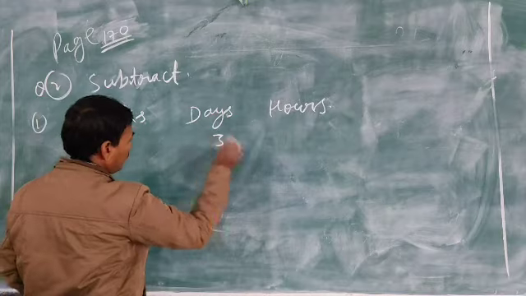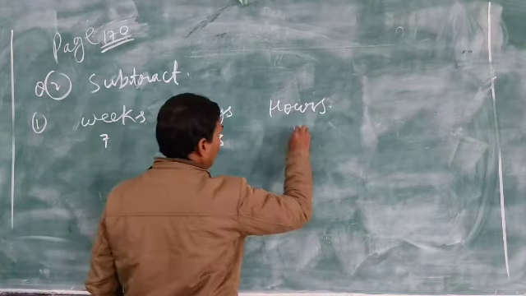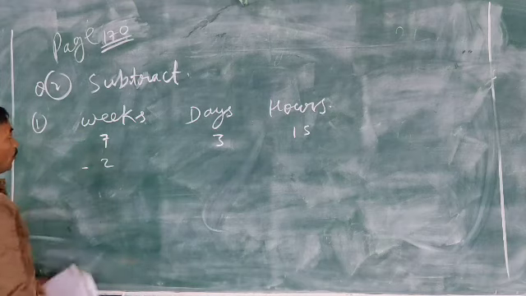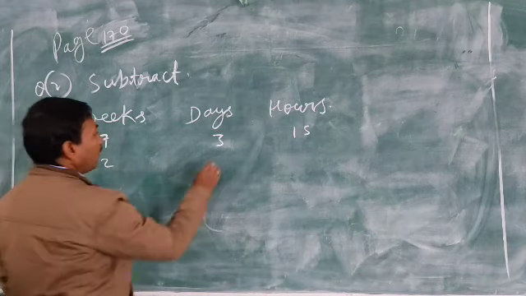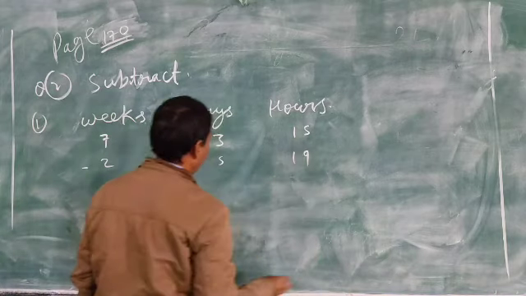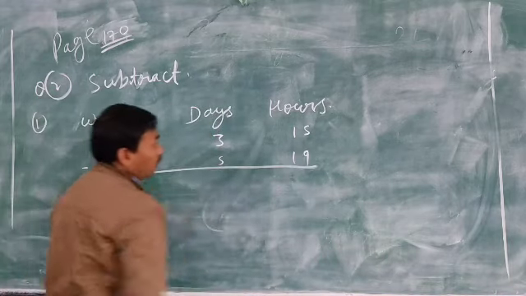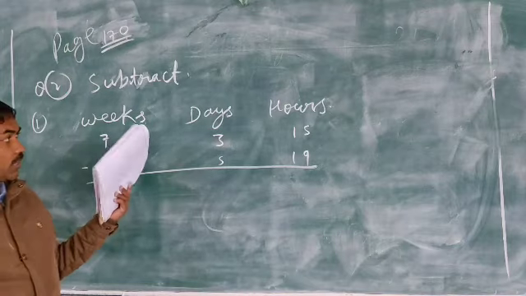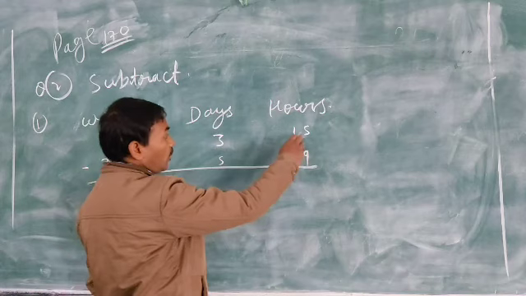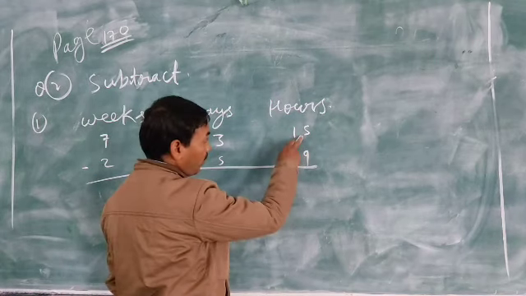7 weeks, 3 days and 15 hours minus 2 weeks, 5 days, 19 hours. Children, this subtraction is not like whole numbers. Here you can't subtract 19 from 15.